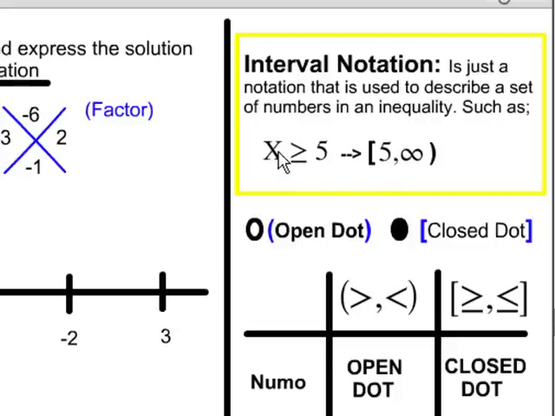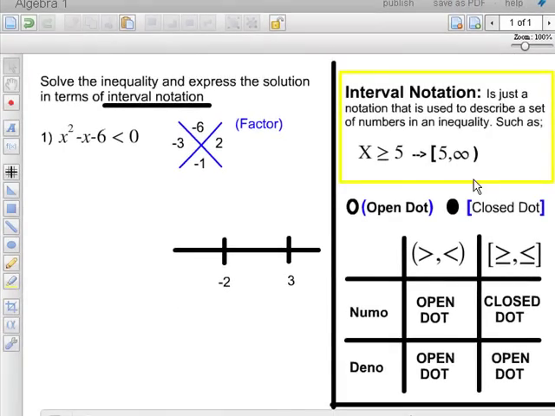The number 5 is actually included. If you plug in 5 for x, it does equal 5, so the statement stands true. And the reason for a closed parentheses is because infinity is not a number that can be included, so we have a parentheses.